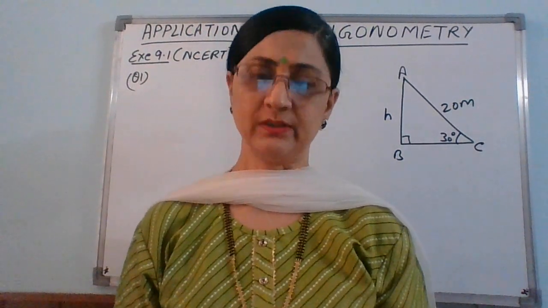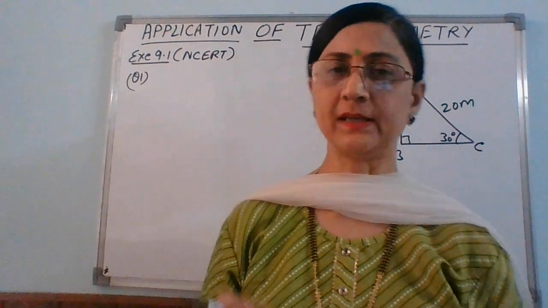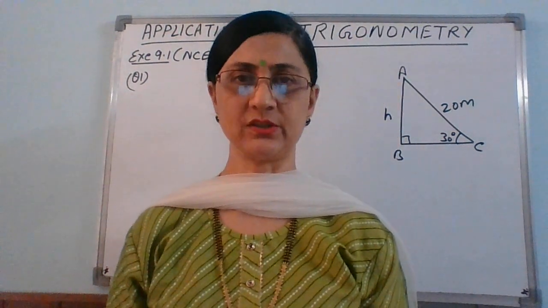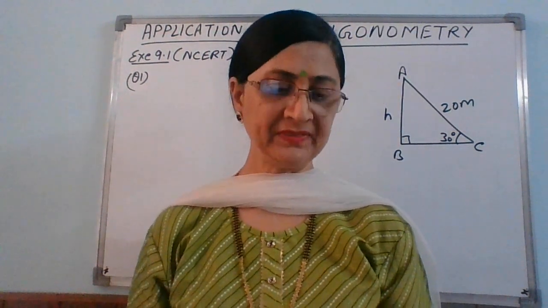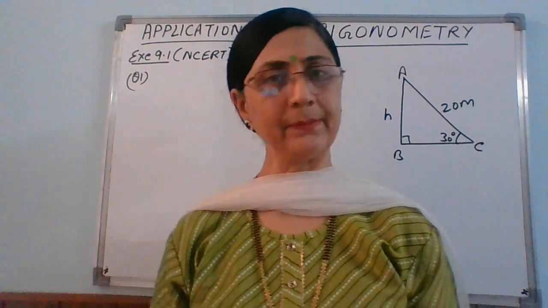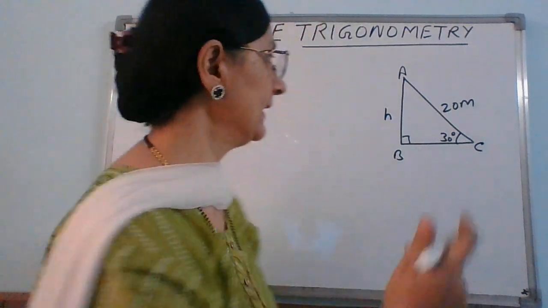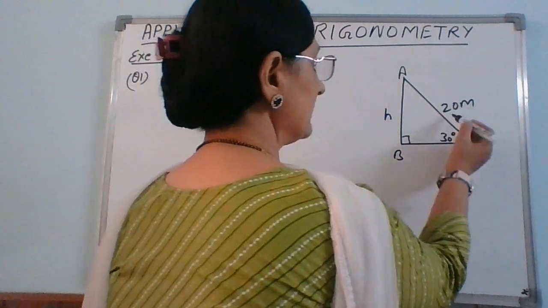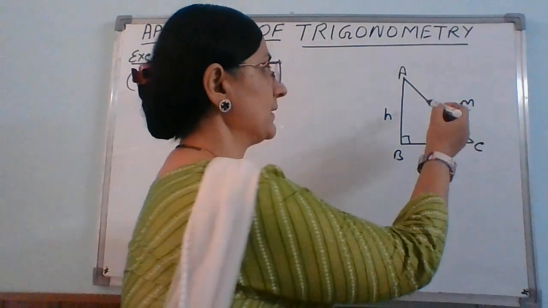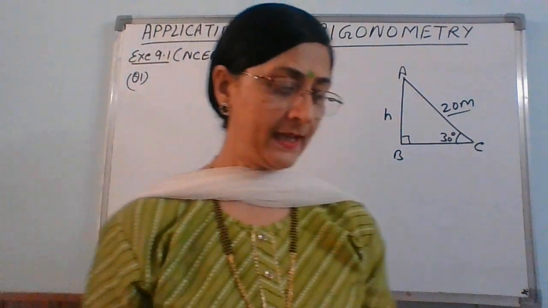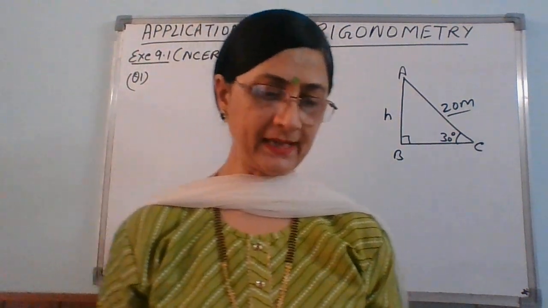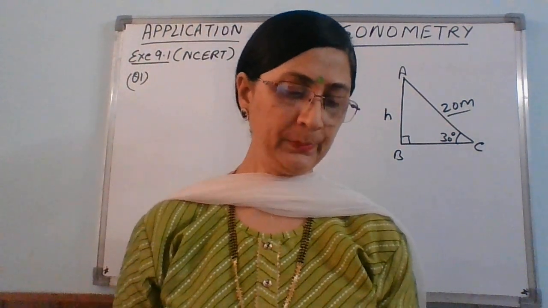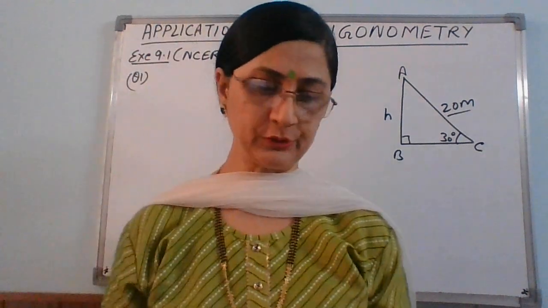The first question in exercise 9.1, you can see your book. What is the question there? I'm reading out for you. A circus artist is climbing a rope that is 20 meters long. This is a rope, right? Which is tightly stretched and tied from the top of a vertical pole to the ground. Find the height of the pole, right?